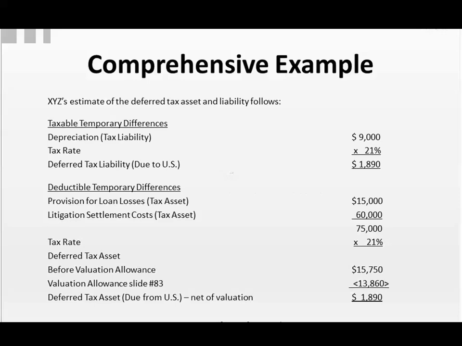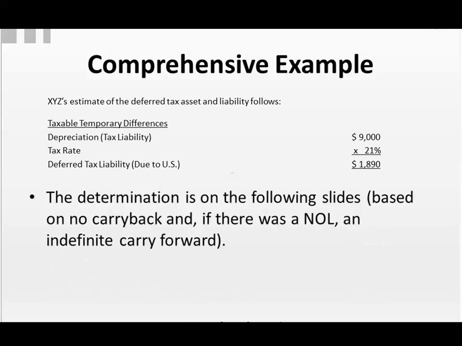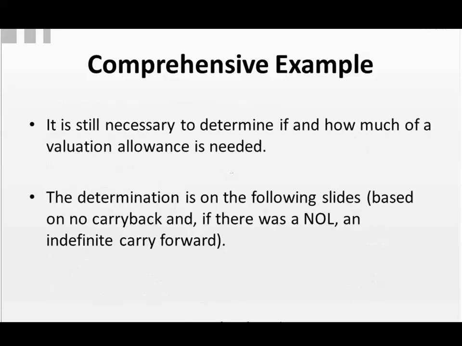Well, you can see I came up with a valuation allowance. And how did I do that? I got $13,860. Well, let me show you. Go to the next slide. It's still necessary to determine if and how much of a valuation account is needed. We always have to figure that out whenever I have a debit, a deferred tax asset. So the determination is on the following slide.